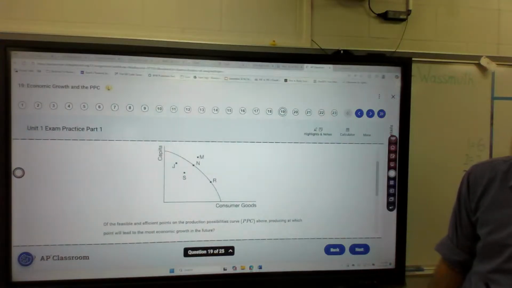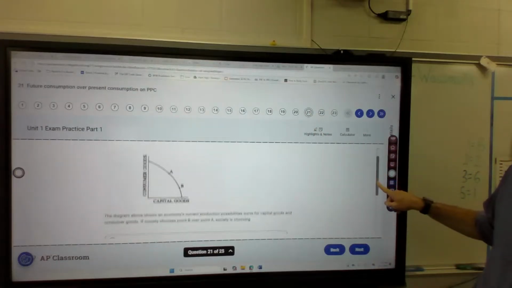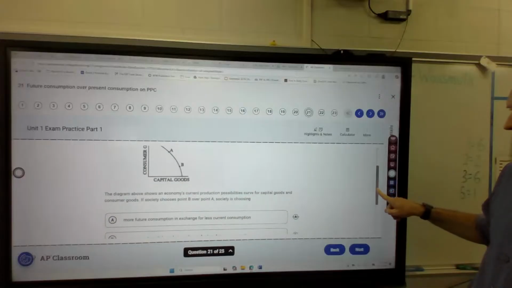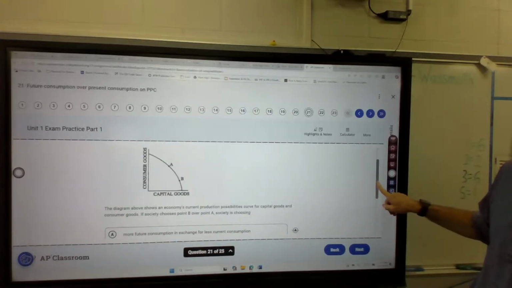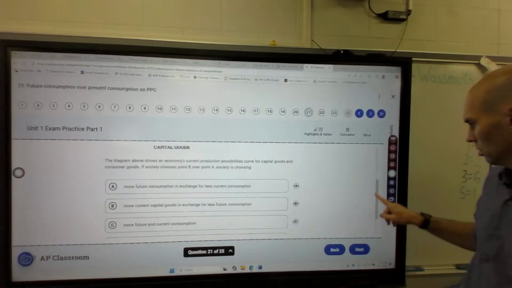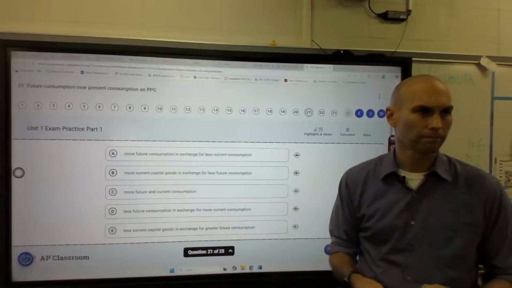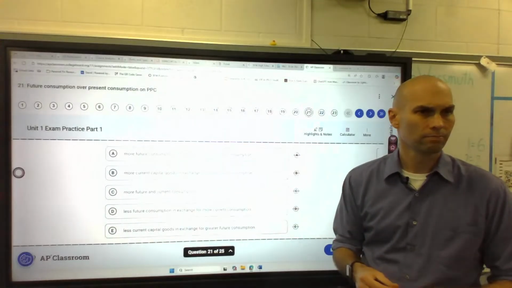Okay. 21. Okay. Oh, it's like the same thing. Diamond shows production possibilities curves. If they choose B over A, they're worried more about the long run. So they're both efficient, right? B is just more capital goods, less consumer goods. So you'll have more future. Yeah, more future consumption for less stuff now. Less consumer goods so that we can make more stuff later. Can you explain why B is wrong?